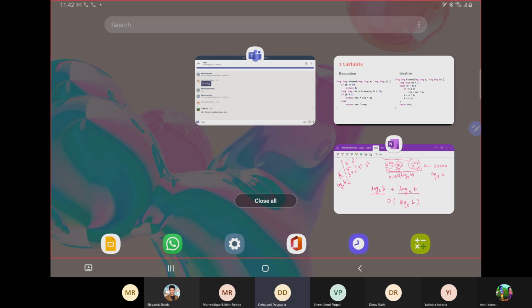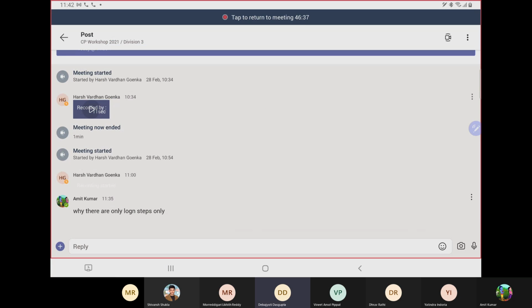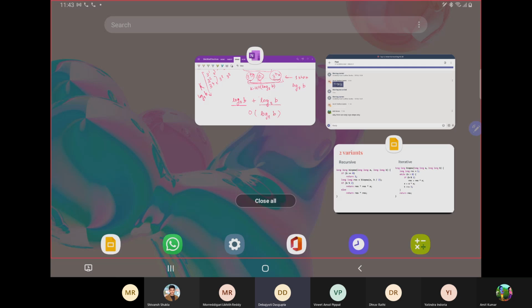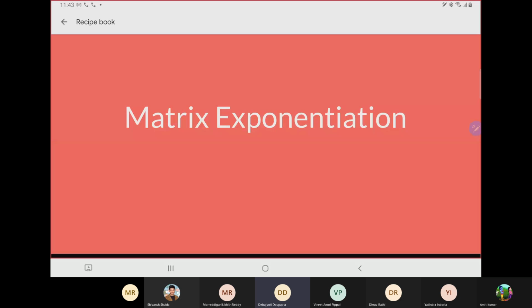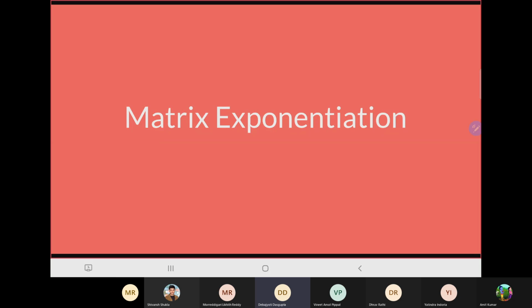Any other doubts? I guess not. Okay, cool. So we will now start with matrix exponentiation. Matrix exponentiation is nothing but the implementation of binary exponentiation on matrices.